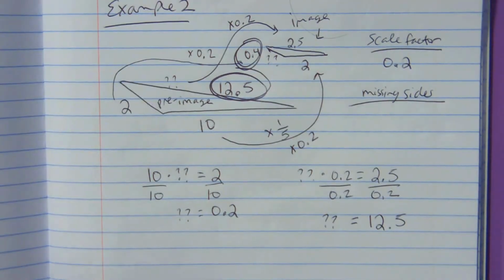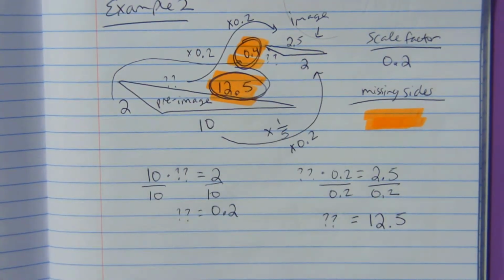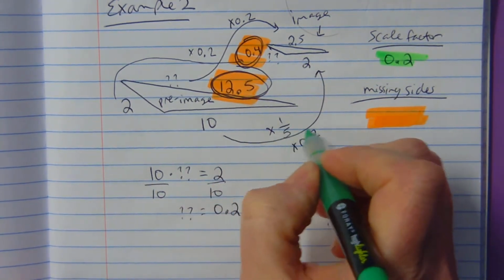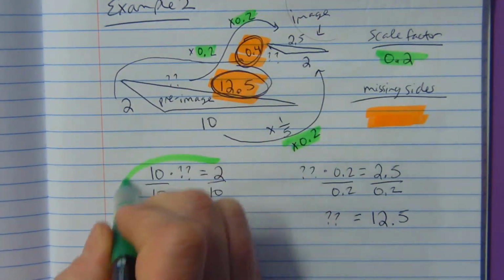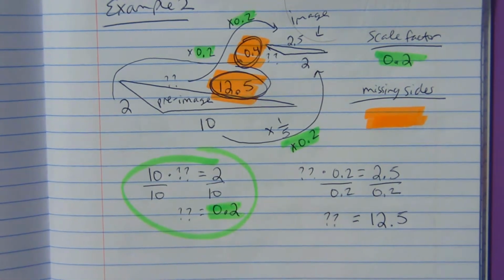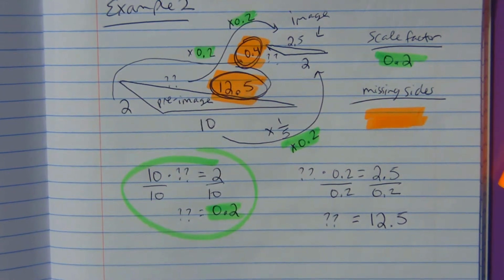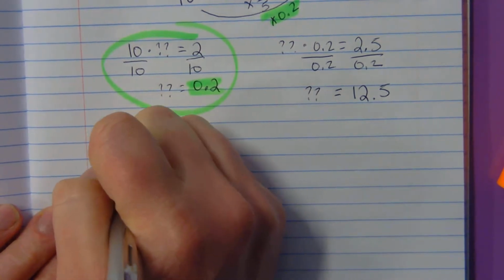So I found my missing sides. I'll just put highlighter there. And my scale factor, I'm going to highlight in green, is 2/10. So there's my 2/10. There's my 2/10. There's my 2/10. And here's how I found my 2/10 right there. Okay, so there's 2 examples. This last example is a little bit more complicated, but is very much more of what we're going to do in Math 3. And so this is our last example for today, example 3.